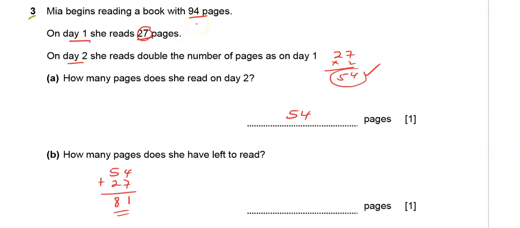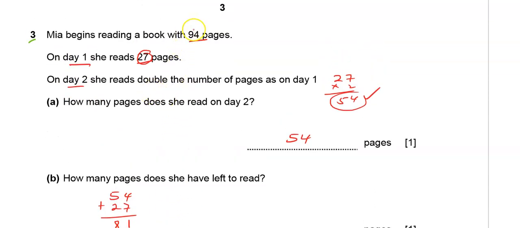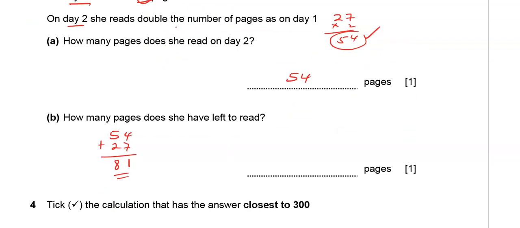The book had 94 pages. So how many pages does she have left? We find the difference between 94 and 81. 4 minus 1 is 3. 9 minus 8 is 1. So she has 13 pages to go.